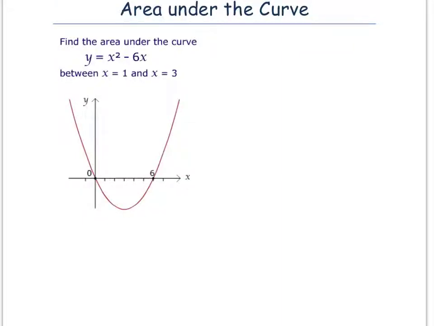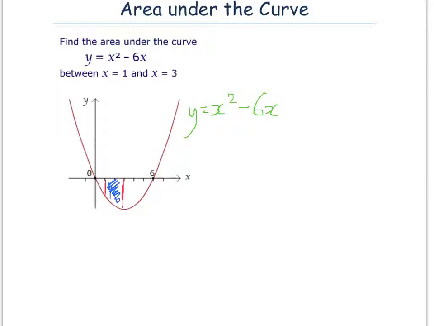Area under the curve. Now, we've already looked at area under the curve involving integration. So let's have a go at this example. It says, find the area under the curve y equals x squared minus 6x between x equals 1 and x equals 3. So here's a sketch of that graph, y equals x squared minus 6x. We're asked to find the area between the values 1 and 3, so we're looking at this section here, coloured in blue.